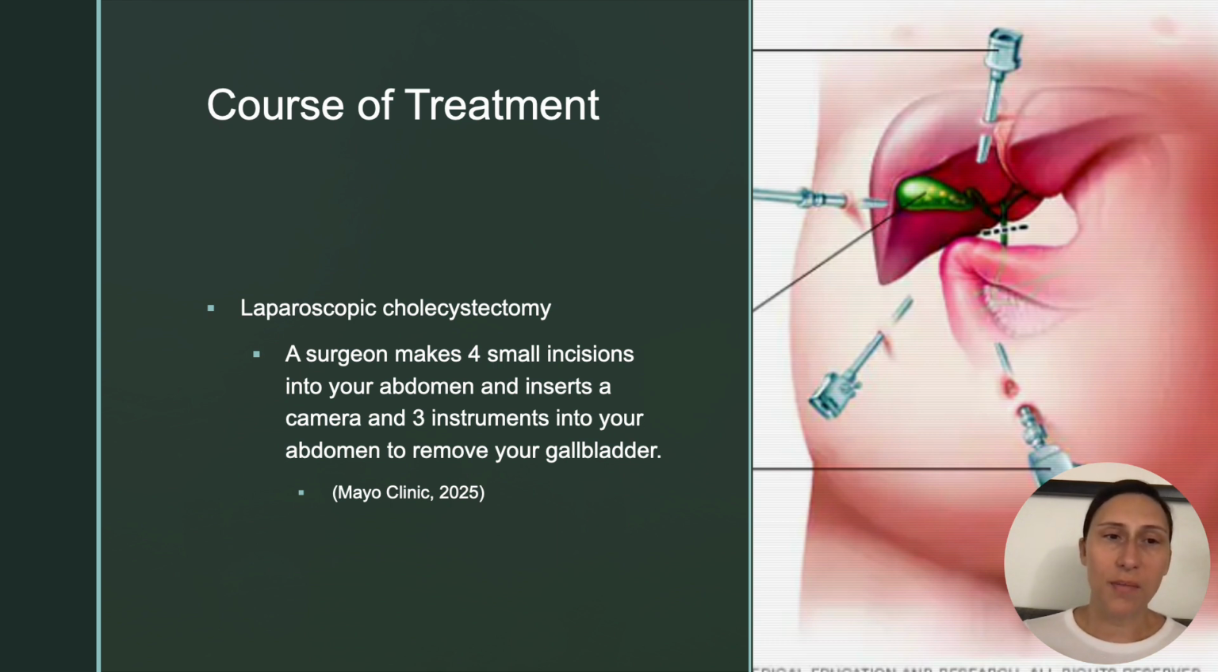When you have a laparoscopic cholecystectomy, a surgeon will usually make 4 small incisions into your abdomen, and they insert a camera and then 3 instruments into your abdomen to remove your gallbladder.